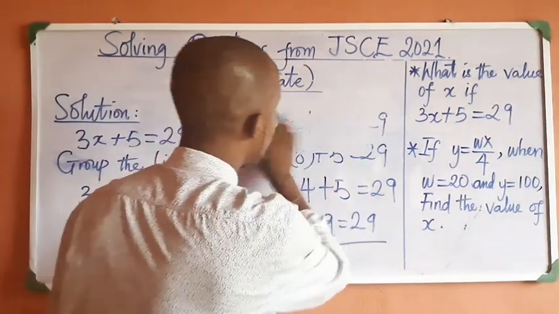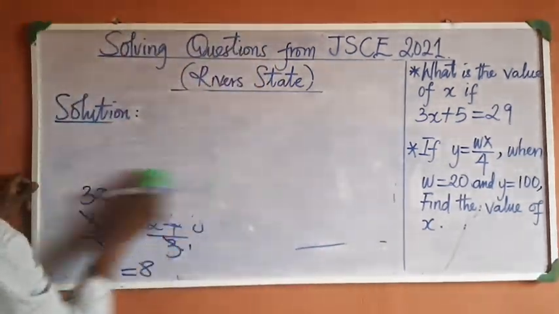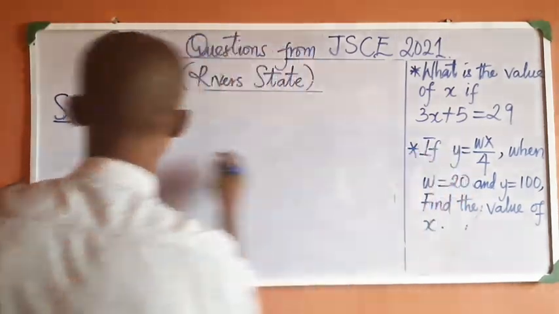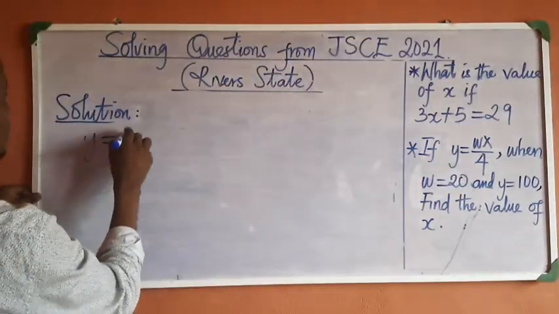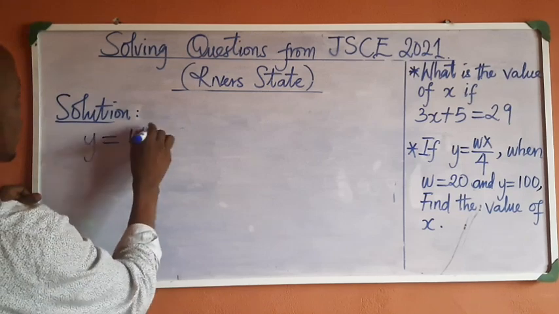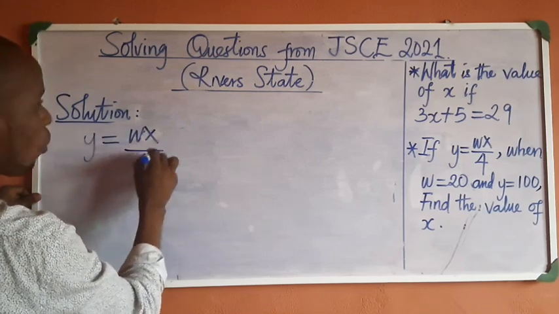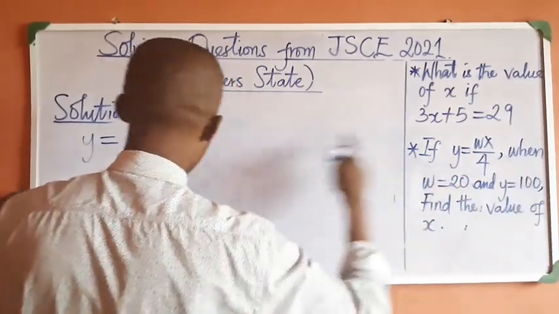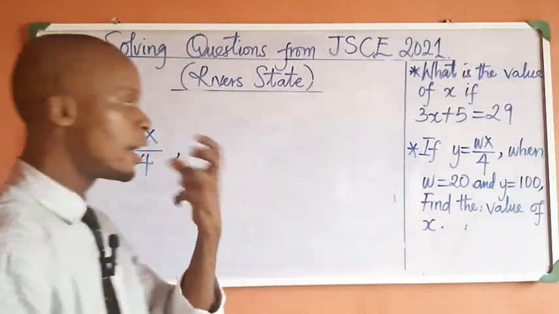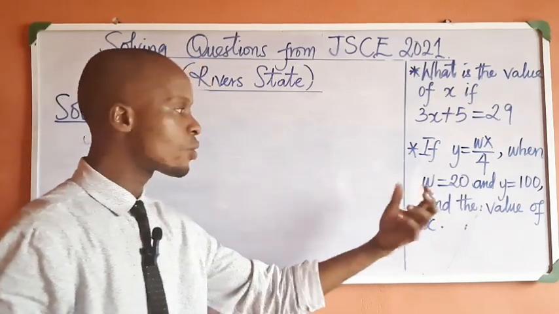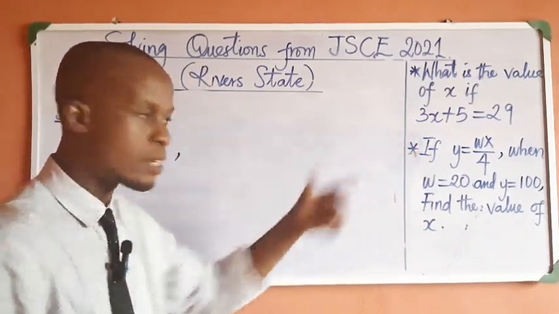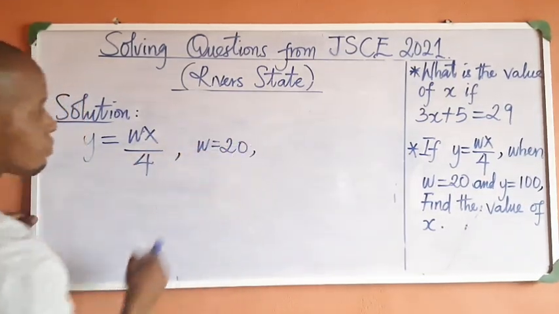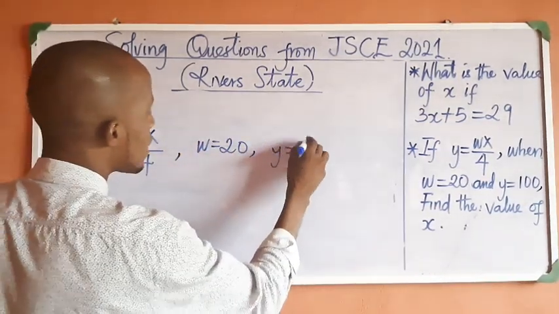Let's move straight to the second question because of our time. The second question says that if y equals wx all over 4, when we are given parameters, okay? Parameters are those values you can derive from a given question to solve that question, to find a solution. So W here is given as what? 20. Y is given as 100.